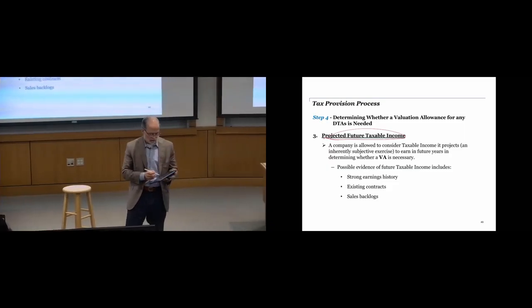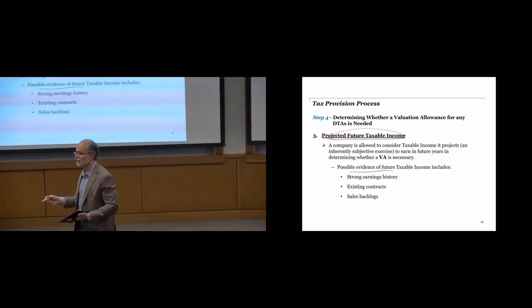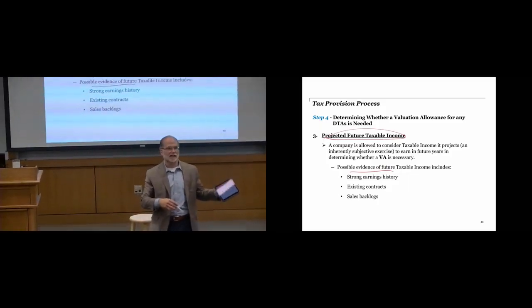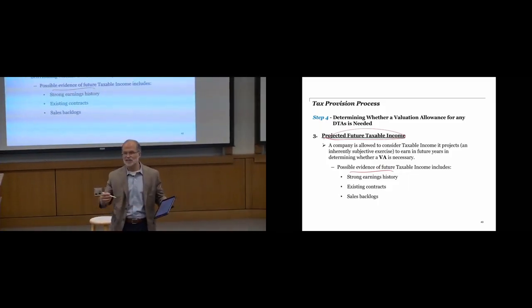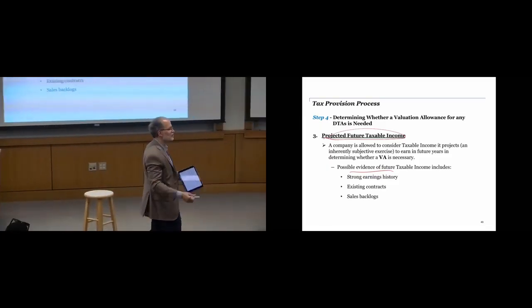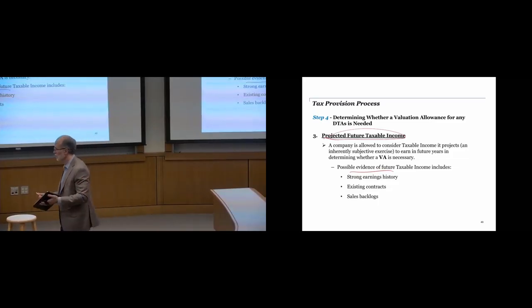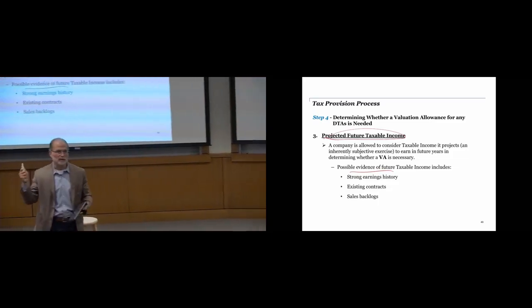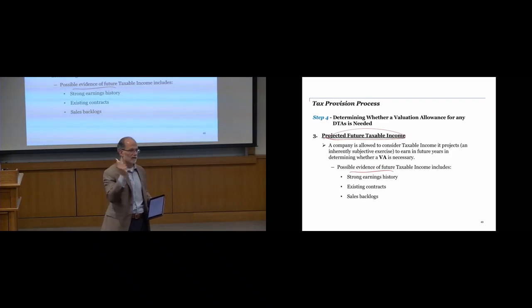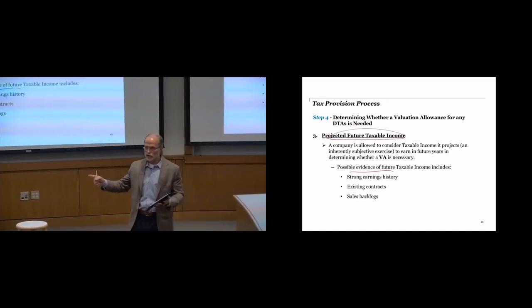So, positive evidence of future taxable income is your prior earnings history. If you've always made money, that's indicative that you are likely to continue to make money, right? That is a great fact in your favor if you have that at your corporation. If we've got great products, we continue to create new products, and the market enjoys them, and we sell, right? So a strong earnings history is really good.